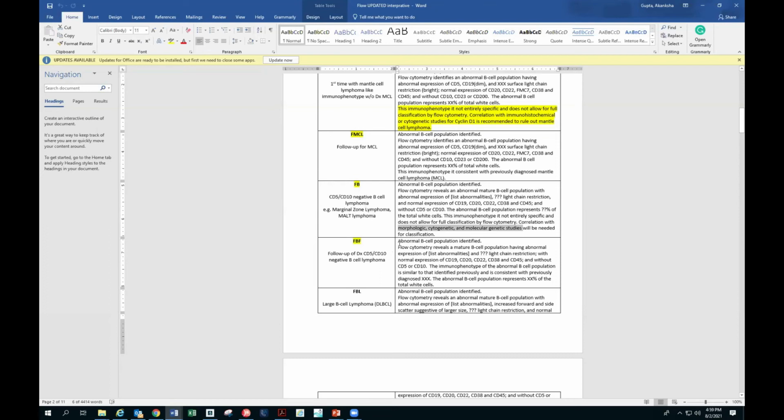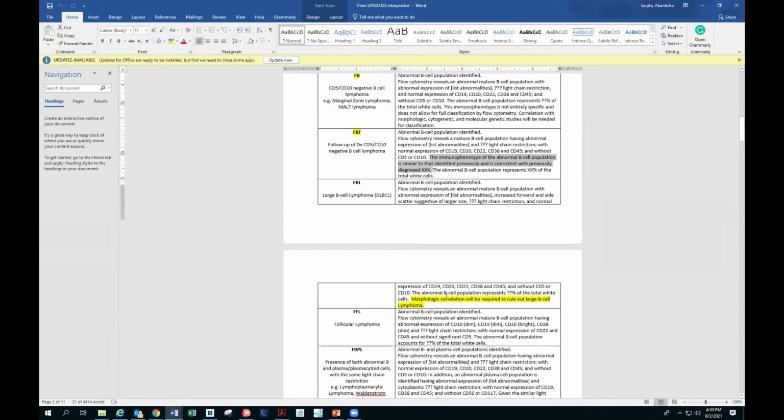Coming to follow-up of some marginal or mild lymphoma, which is CD5, CD10 negative. So again, they would say that abnormal B cell population identified, and they would have everything. And then in the last line, they would say the immunophenotype of the abnormal B cell population is similar to the previously identified and is consistent with the previously diagnosed whatever. And the abnormal population is that much percent of total white cells.